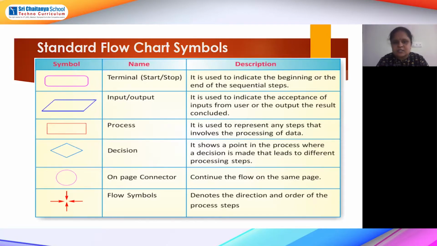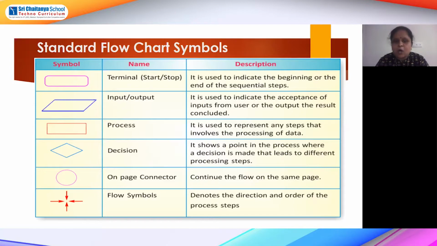See the decision symbol here. When are we going to use it? When we are checking something, for example, I am writing a program to check whether the number A is big or the number B is big. So I have to make a decision by checking, right? So in these conditions, we use this decision symbol.